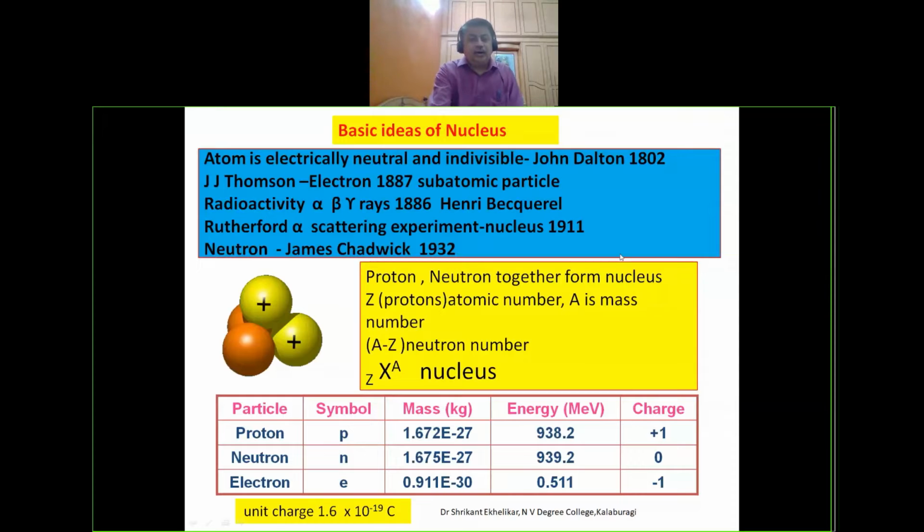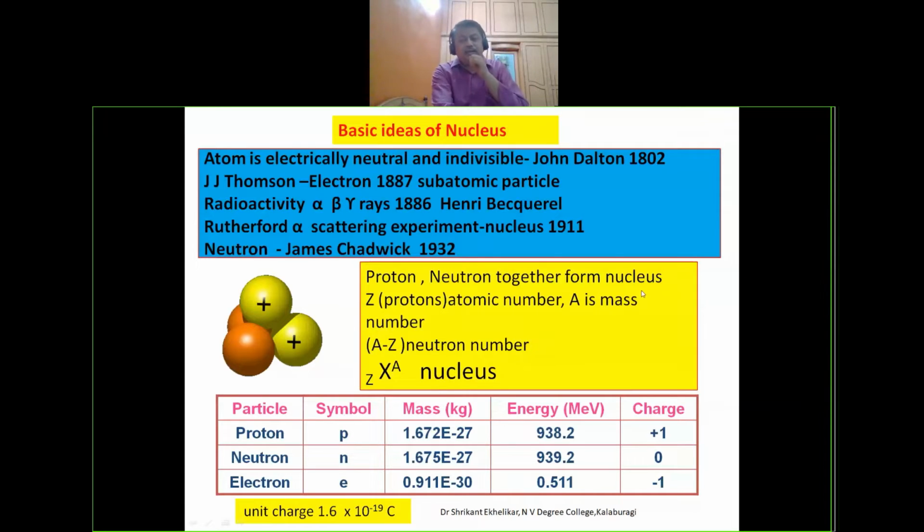The number of protons inside the nucleus is Z. Z is the number of protons inside a nucleus, called the atomic number. Z gives the number of positive charges inside a nucleus. So if there are 2 protons, then Z is equal to 2. And A is the mass number, the total number of protons plus neutrons.